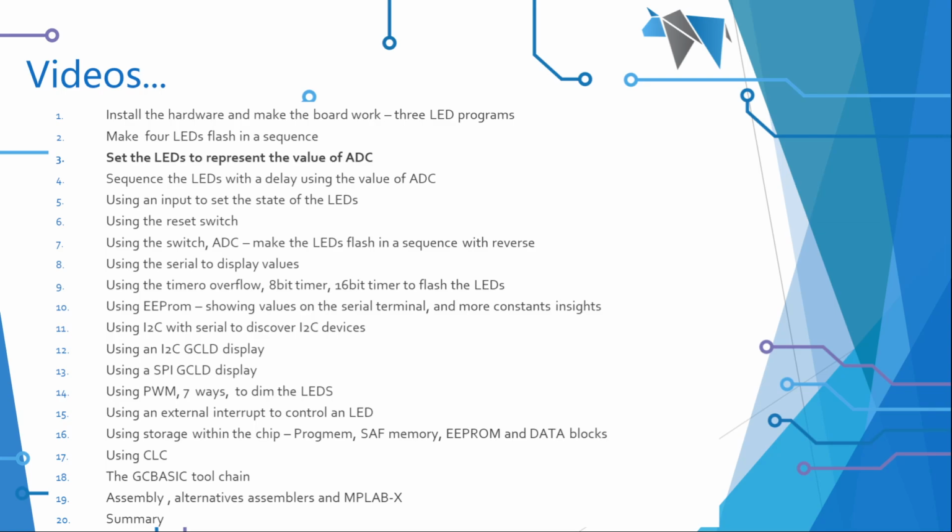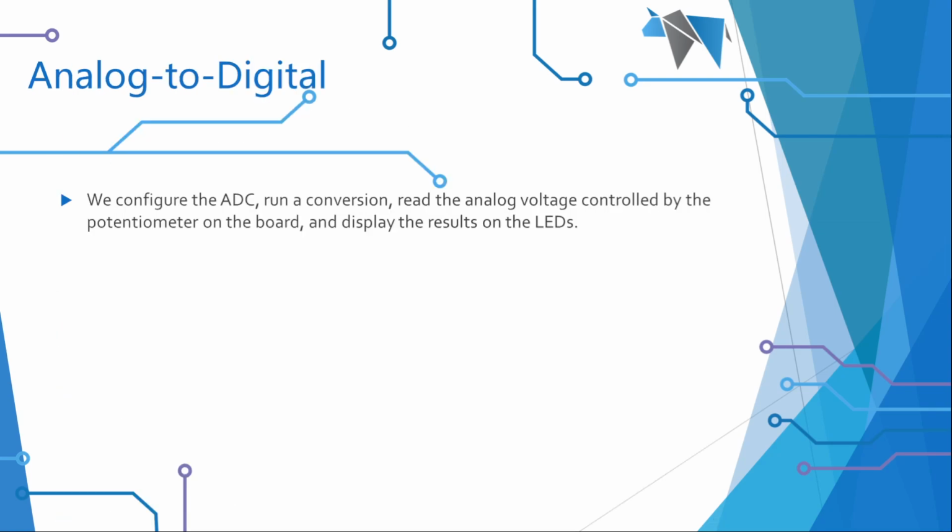So we are part of a 20 set of videos. We got the LEDs flashing in the previous tutorial. Now we're going to actually use those same LEDs to represent the value of the analog to digital converter, or ADC. So I'm not going to show you any justification of what GCBASIC is. Pretty cool, works really simply.